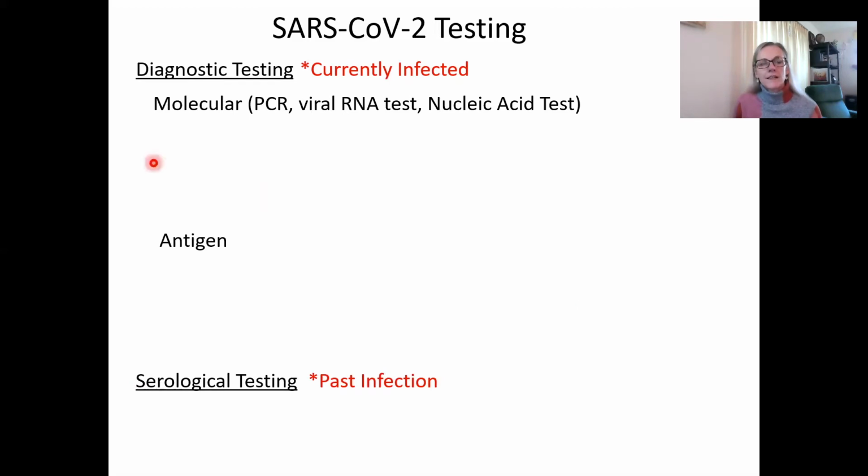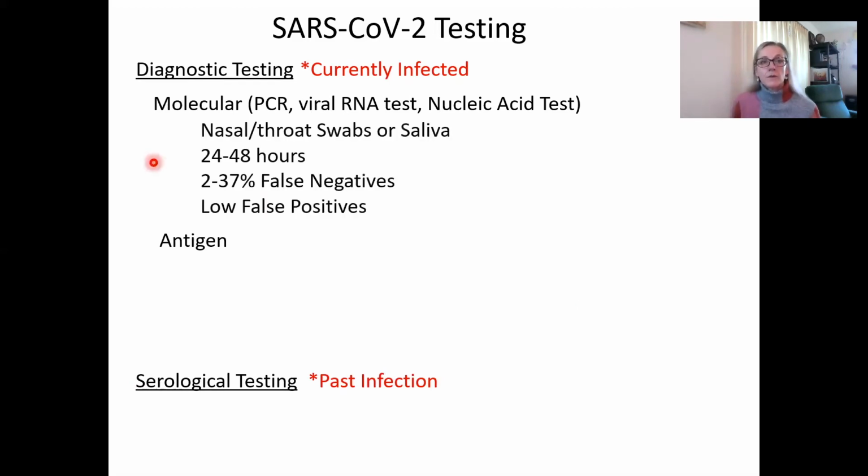For molecular testing, as I mentioned, you can test all sorts of samples. But usually when you're doing a diagnostic test, you take a nasal or throat swab, or, as we'll be talking about a lot this week, saliva sampling. Usually you get those results back in 24 to 48 hours. But with the uptick in cases lately, that's being delayed by some laboratories, as well as long lines to be tested. Usually there are low levels of false negatives for the molecular tests.